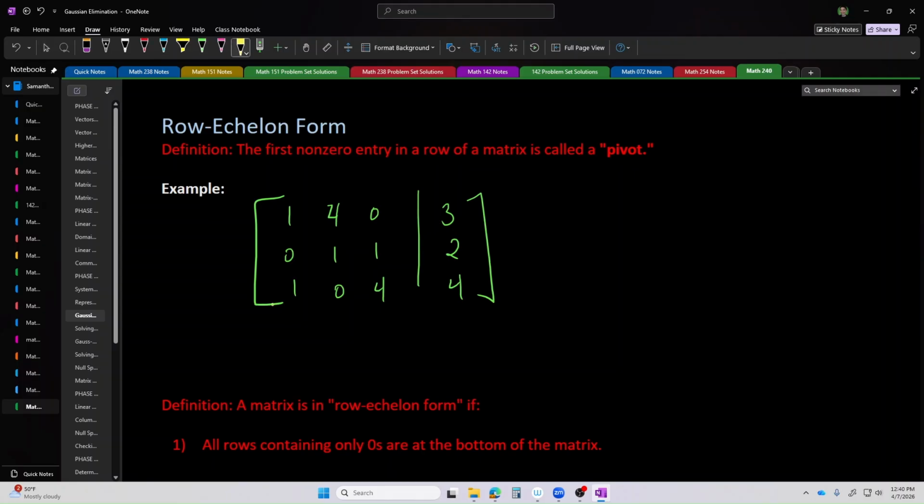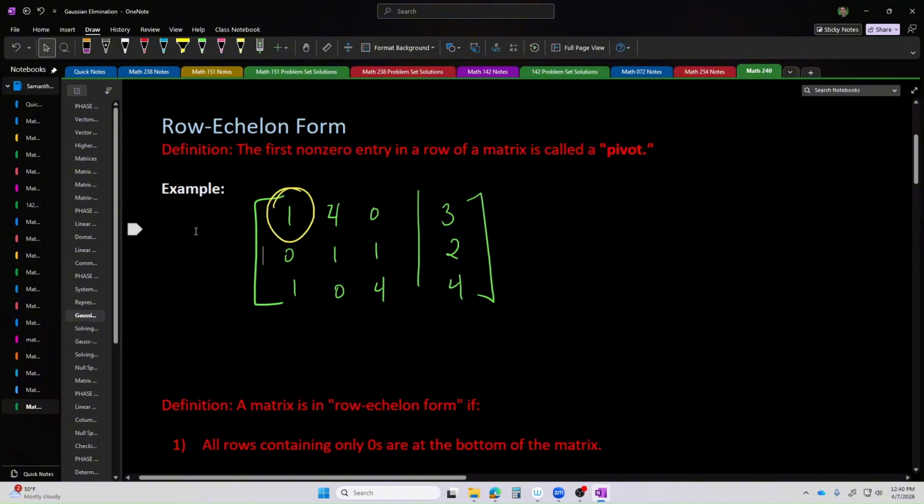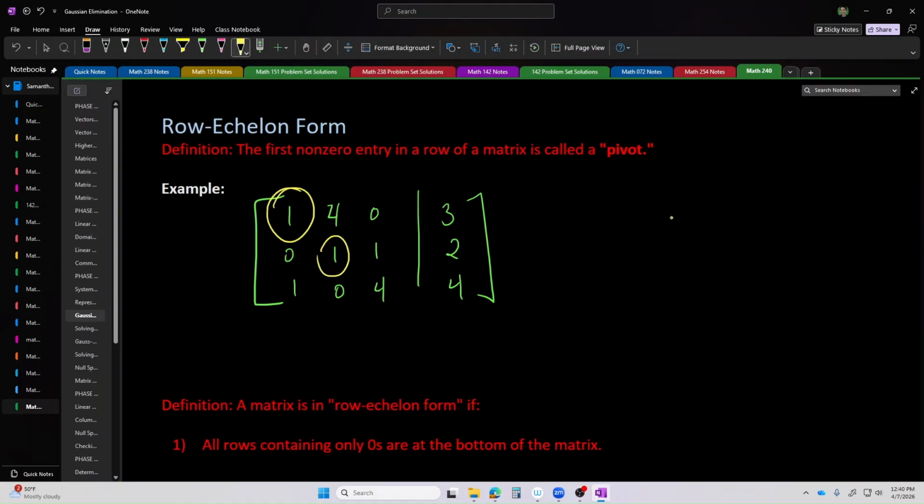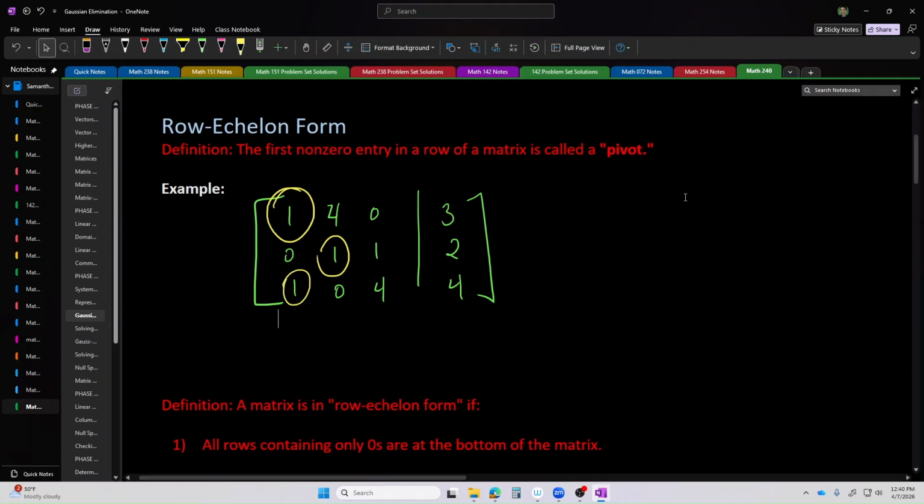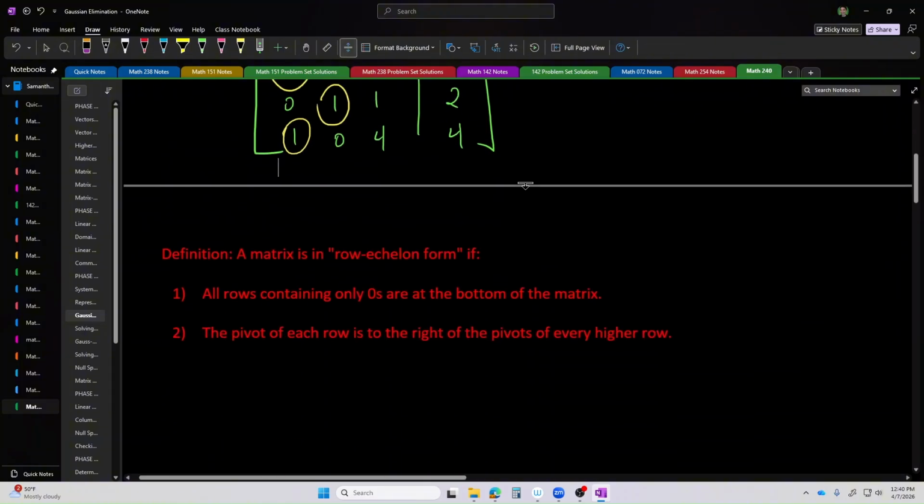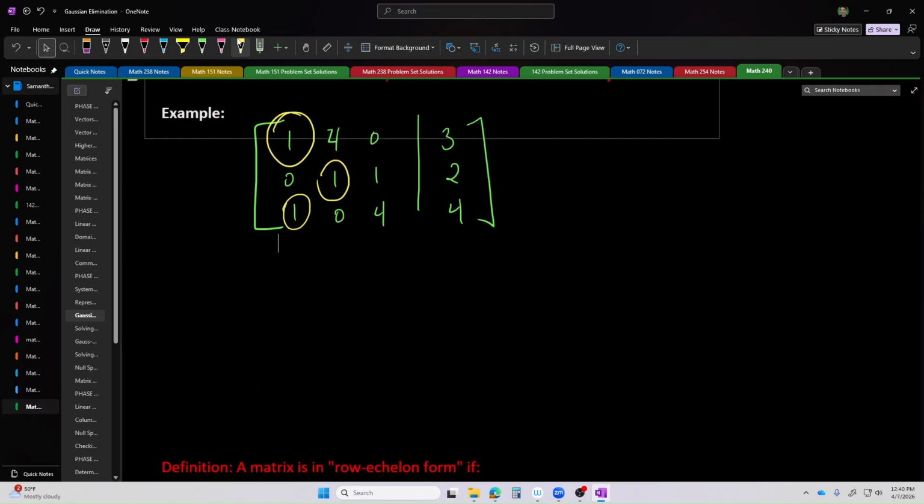3 pivots. The first pivot would be located right here because this is the first non-zero entry in the first row. The second pivot would be located right here because this is the first non-zero entry that you get when you look into the second row. And the third pivot of this matrix would be located right here. This is the first non-zero entry that you see as you read into the third row. So these are 3 pivots for this particular augmented matrix.